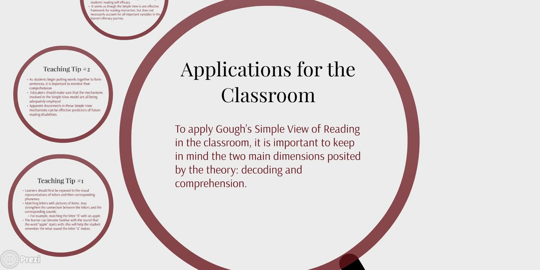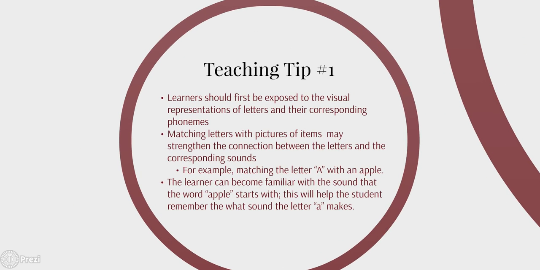Okay, so we're going to move in to applications for the classroom with a simple view of reading. It's definitely important to keep those two main dimensions in mind, decoding and comprehension, that I was just talking about. So the first teaching tip that I have to talk about is visual representations of letters and their corresponding phonemes are kind of foundational to this.